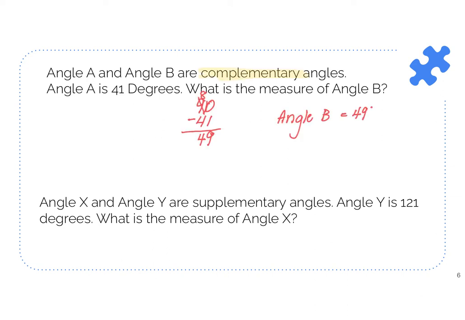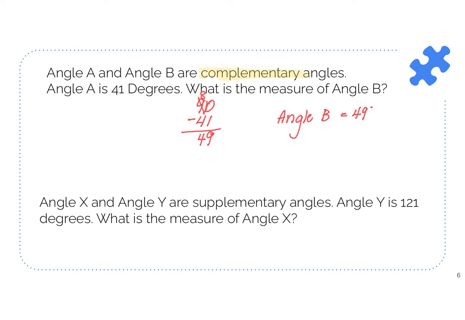All right, let's take a look at the first one. So if angle A and B are complementary angles, I know they have to make 90 degrees. So if I subtract the given angle of 41 from the 90 degrees, which is complementary angles, the angle B is left at 49. Go ahead now and solve for angle X.